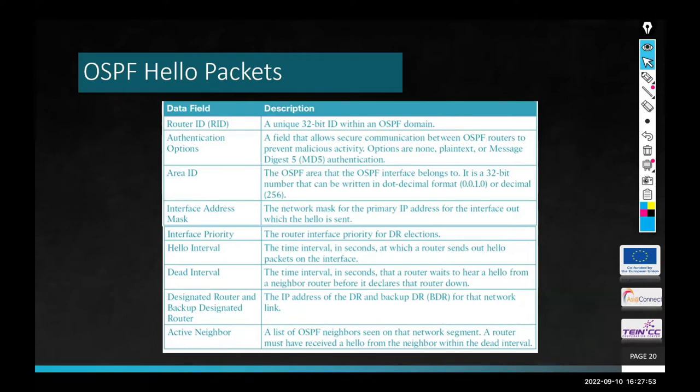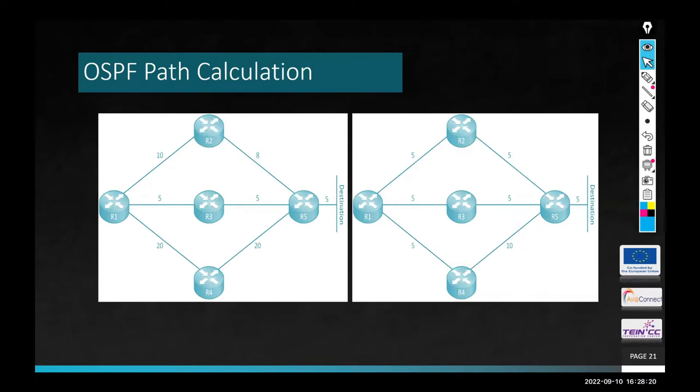As we said, we already discussed the hello packets, which contain what kind of information, right? Before going to that part, how does OSPF actually calculate this? We already discussed that part also.